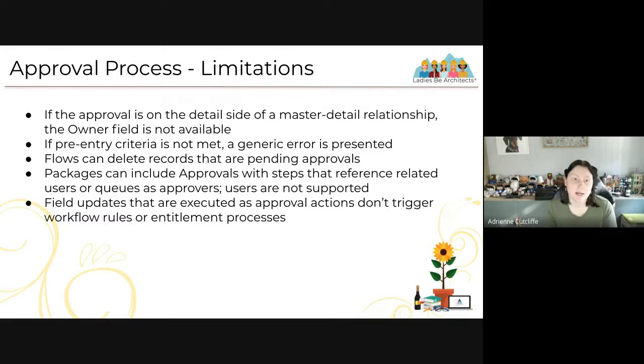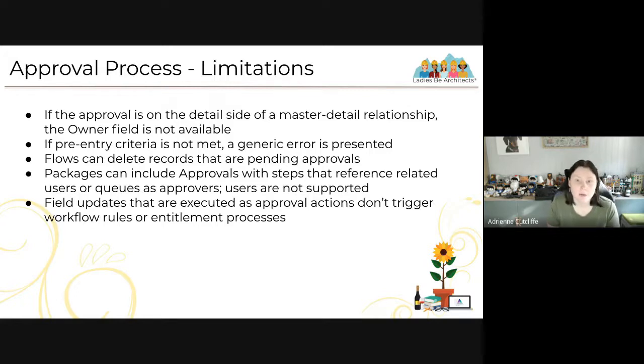If entry criteria isn't met, a generic error will be presented. For example, if we have an approval process that has very strict entry criteria, and the record you're trying to click submit approval on doesn't meet that criteria, it's just going to say, we didn't find any approval processes that matched your criteria. It's not going to tell you which criteria they are. It's just going to tell you it didn't meet it.